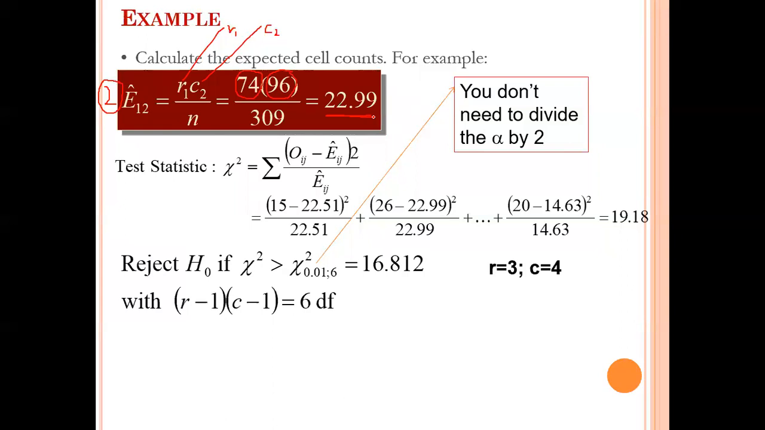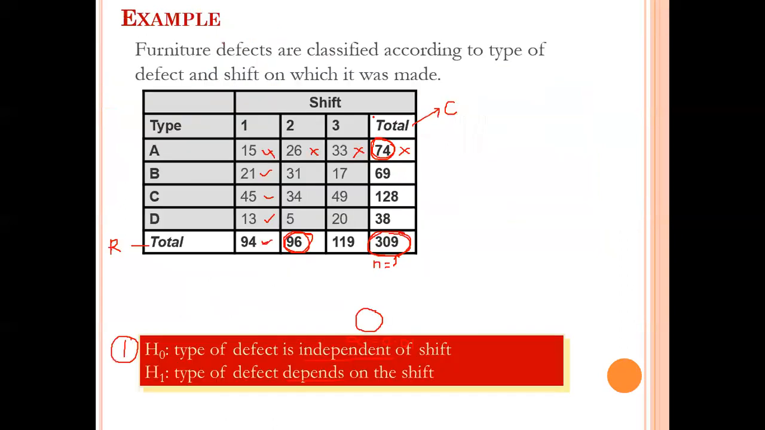So the 22.99 is referred to this observed cell count. So it is 22.99. So this one is 22.99, the expected cell count.